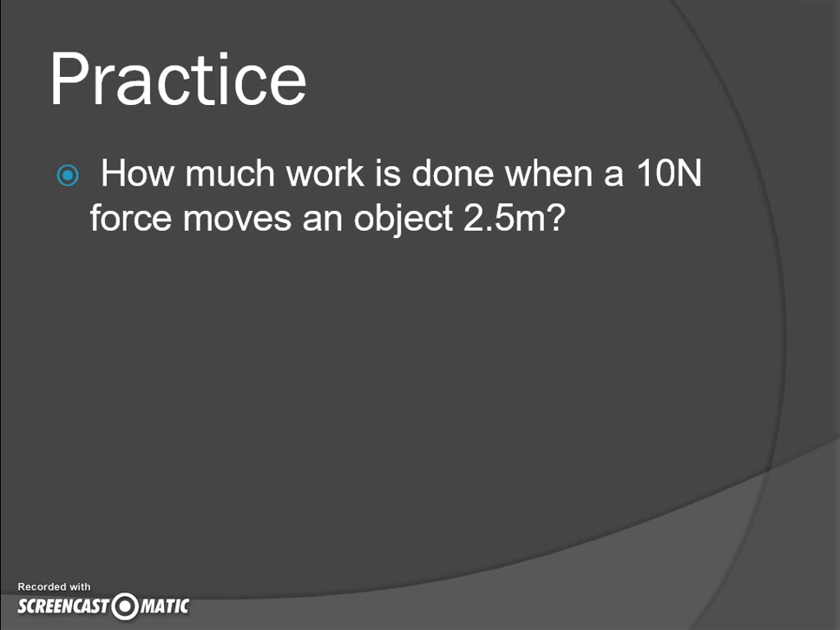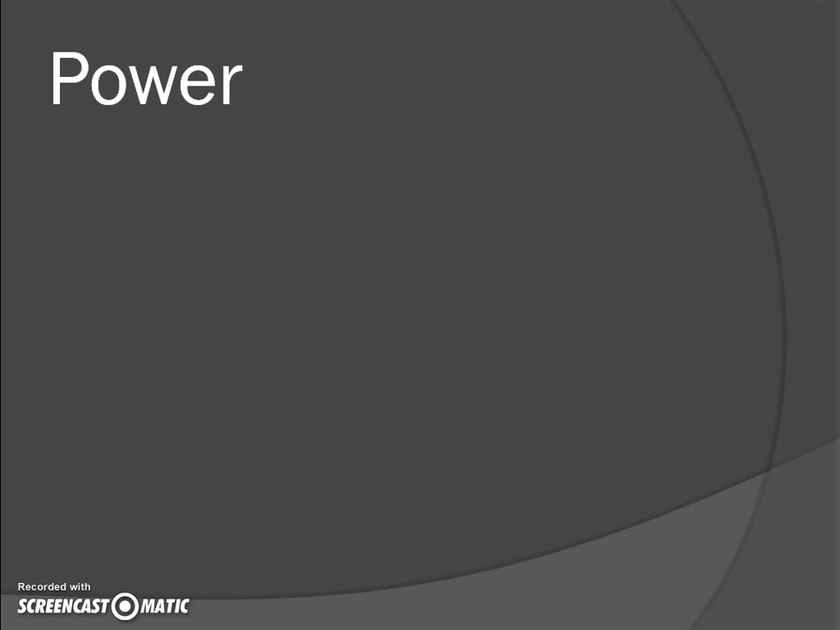Now I do have a couple of practice problems. How much work is done when you have a 10 Newton force that moves an object 2.5 meters? So W equals FD. We have 10 newtons and we have 2.5. Multiply those and you'll get your answer. We'll go over that in class.